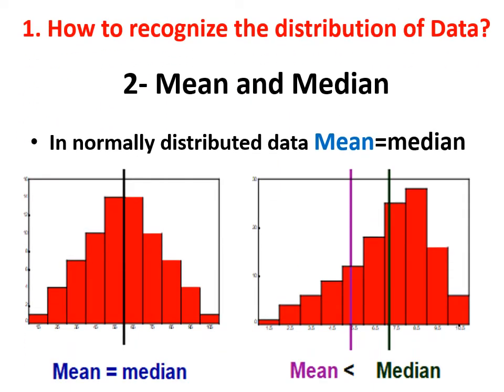We can also recognize it by calculating the mean and median. If the mean and the median are equal, this is normally distributed. If the mean differs from the median, this is not normally distributed.